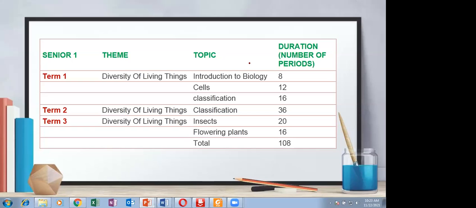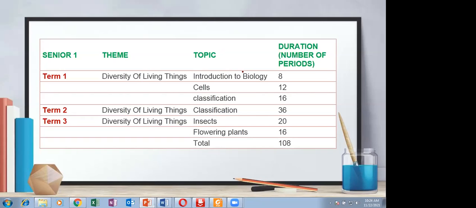Okay, so let us continue. Now, diversity, you are having so many different things, like in different ways, different formats. So when you look at diversity of living things, there are so many. Because there are many, we divide diversity into so many topics.